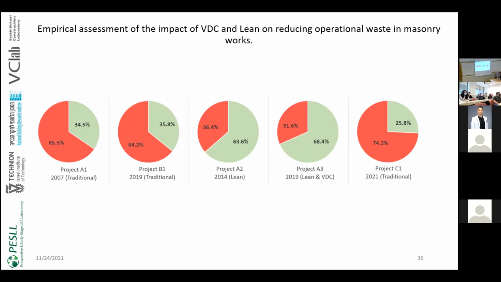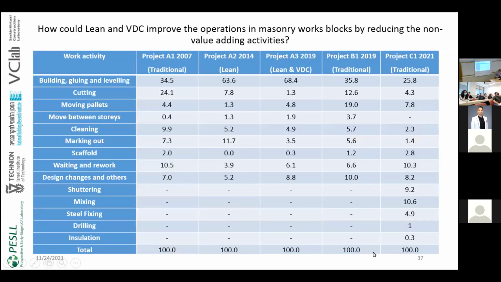So if we look now at this table, this table represents the value adding and the non-value adding activities in the 5 different projects. The first row shows the value adding activities, and the others are the non-value adding activities. So if we look at project C1, the concrete block, we see that in this type of block, we need to make shuttering for the beams and columns. We need to make mixing, a lot of concrete to place all these beams and columns, steel fixing, dwelling, insulation, which does not exist in the other types, in the Eton and the gypsum.